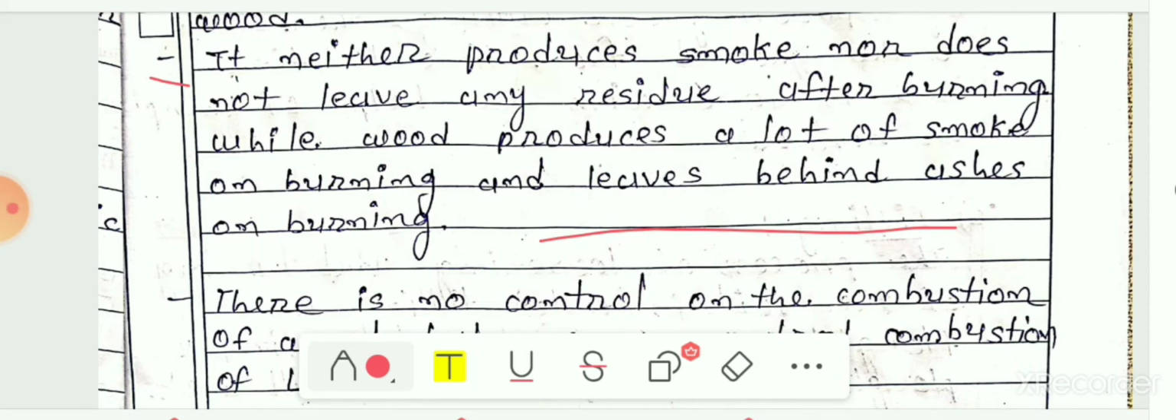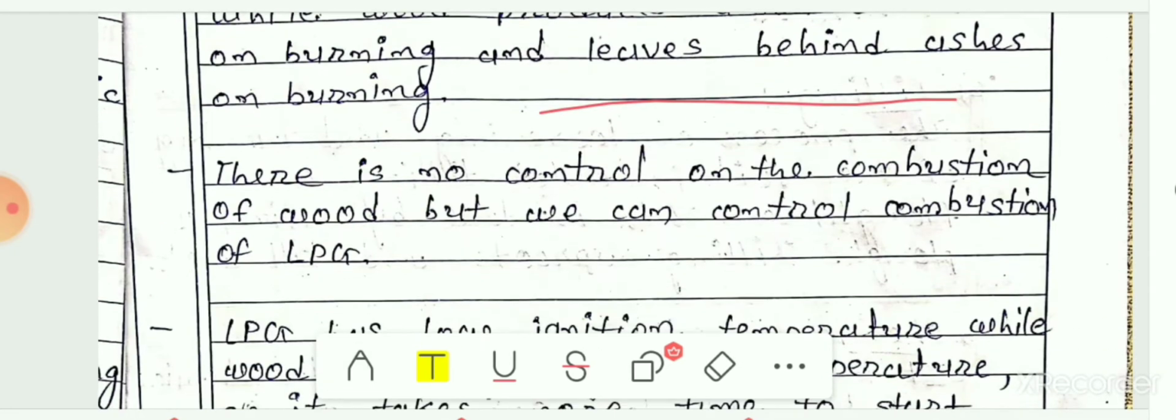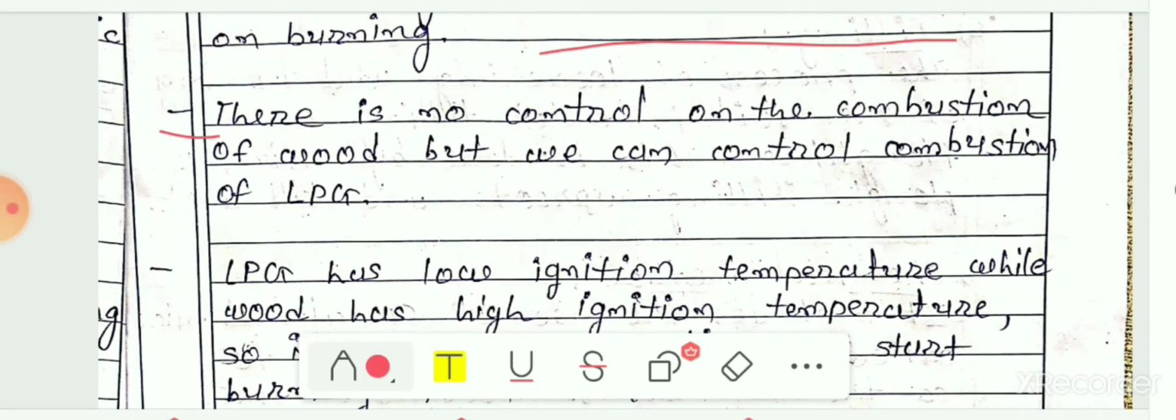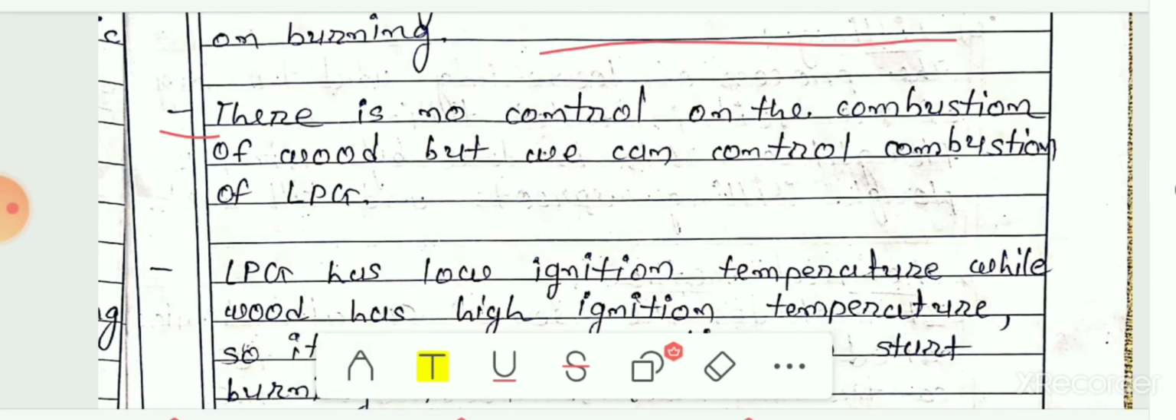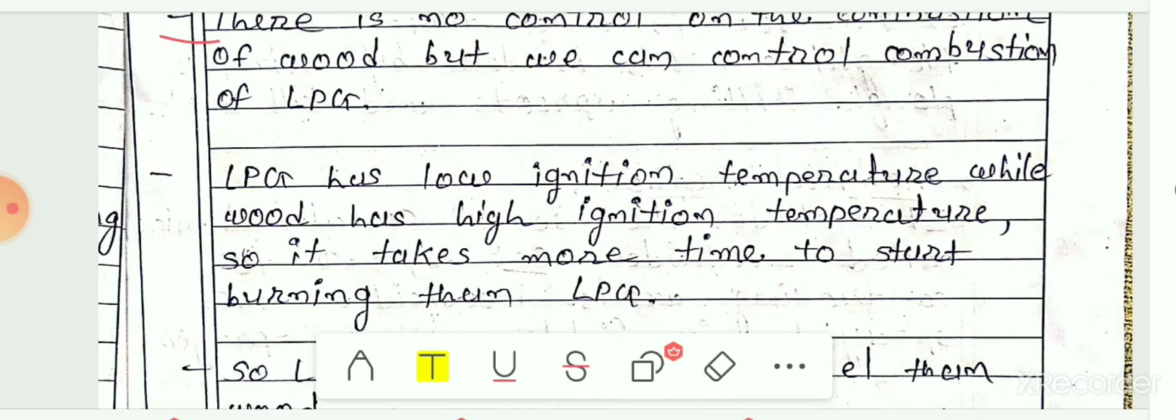When we burn LPG, it does not leave any residue, or you can say ash, after burning. Whereas if we burn wood, it produces a lot of smoke as well as ashes, which is harmful for the environment. So that's why LPG is a better fuel. Another reason is that there is no control on the combustion of wood, but we can control the combustion of LPG, so that's why it is also better.